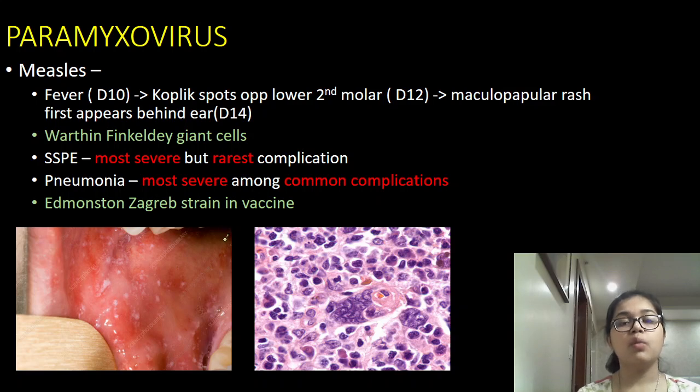Mumps, the most common manifestation is parotitis, others being aseptic meningitis and orchitis, but orchitis is usually unilateral, so mumps does not lead to sterility, and the strain in the vaccine is Jeryl Lynn.